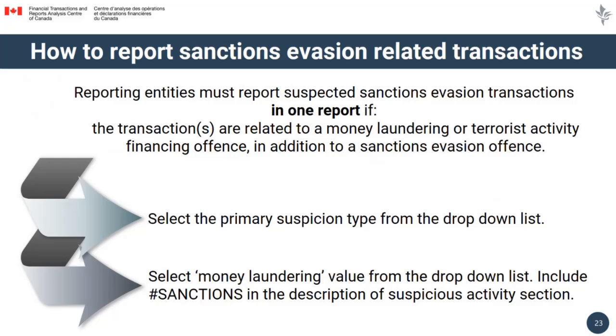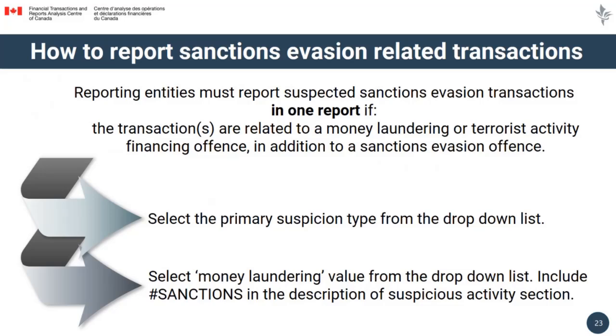If a transaction is suspected of being related to both a money laundering or terrorist financing offense and a sanctions evasion offense, one report containing details and all required information of each of the suspected offenses should be submitted. FINTRAC has added sanctions evasion values to the STR report. Under suspicion type, you may now select money laundering, terrorist financing, money laundering and terrorist financing, sanctions evasion, money laundering and sanctions evasion, terrorist financing and sanctions evasion, or money laundering, terrorist financing, and sanctions evasion.